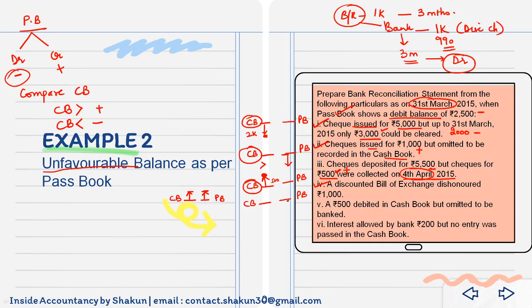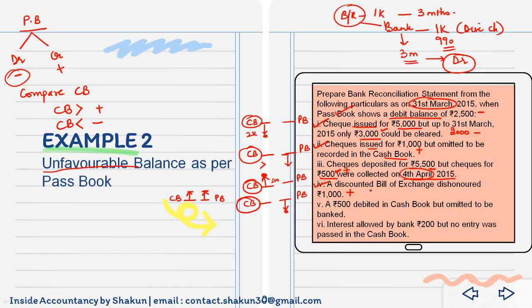Then the check got dishonored. When the check got dishonored, the passbook was reduced. Why? Because the bank was not able to get that 1000 from the debtor. So the bank is going to reduce our account by 1000. So our passbook is reduced. Now again I have to look at the cash book. Cash book is greater. So this will be plus.